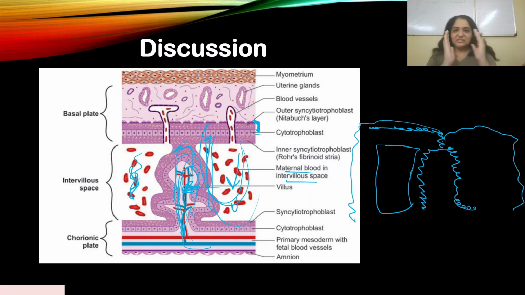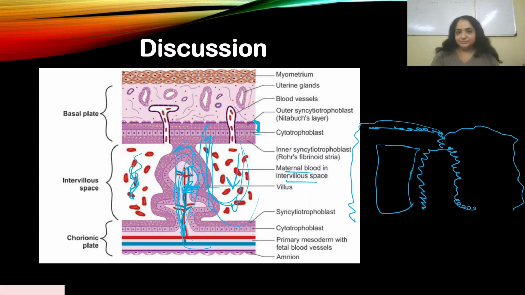So now you have distinct intervillous spaces and distinct chorionic villi spaces where exchange is taking place: exchange of nutrients, exchange of gases, all between the fetal blood and the maternal blood. That's the whole idea of the placenta. That area is called decidua basalis. The whole structure is called the decidual plate, because it sloughs off at the end.